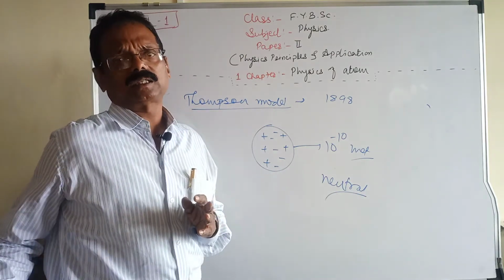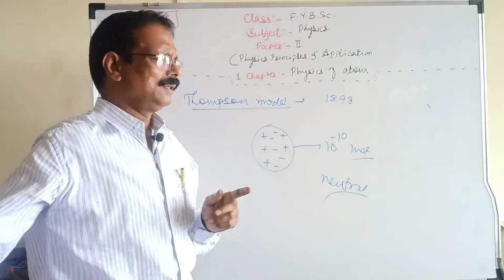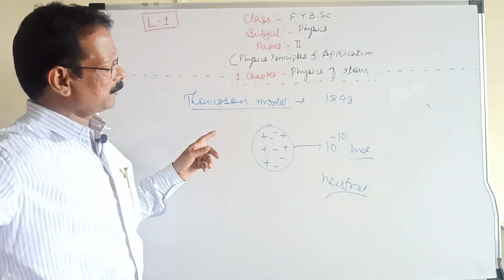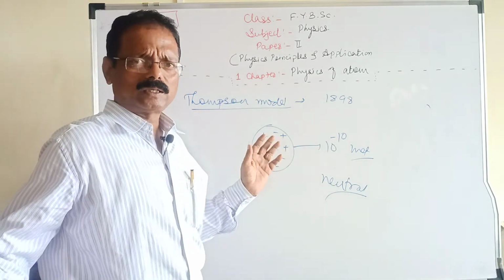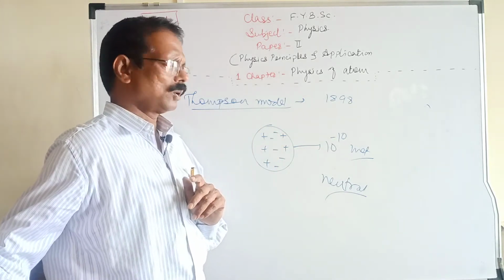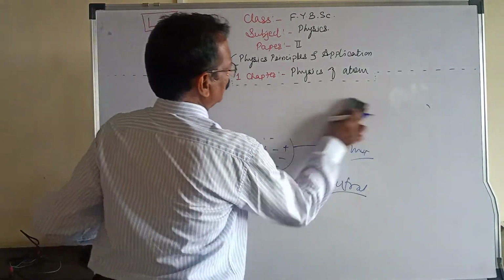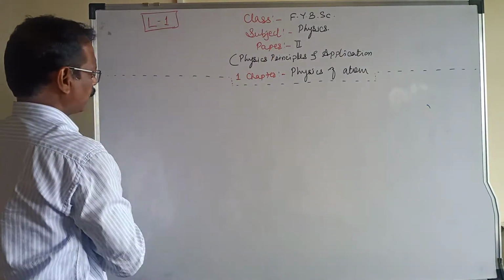There are so many discrepancies, or drawbacks, in this Thomson model. The first drawback is that the explanation of the spectral lines is not given here. The explanation of the alpha particle is also not given by this Thomson model. These are some drawbacks of the Thomson model. Next to that, the development is nothing but the Rutherford model.